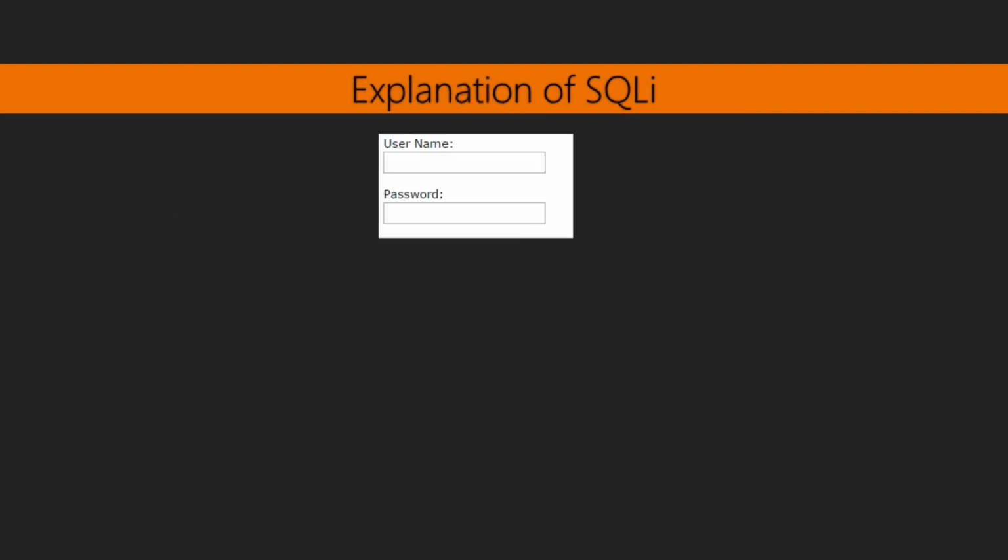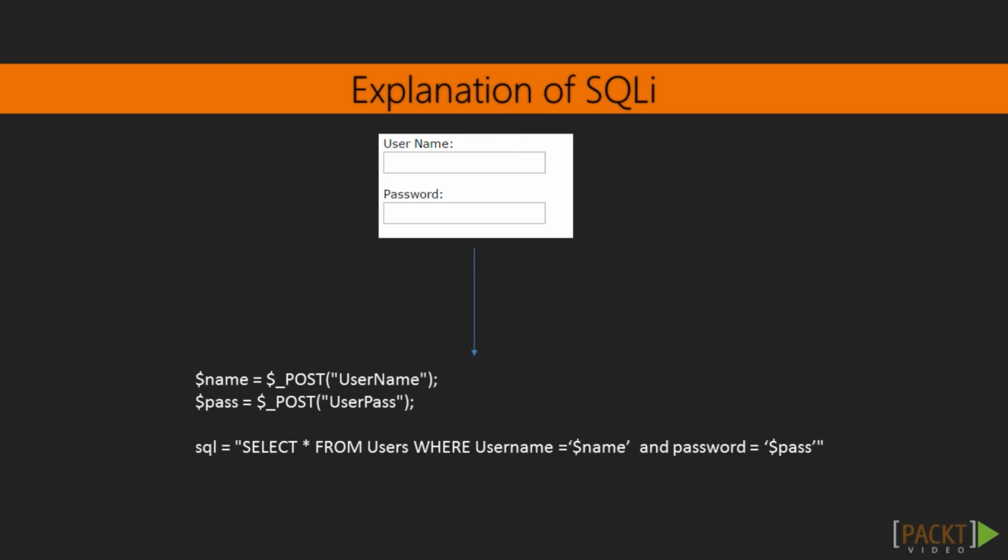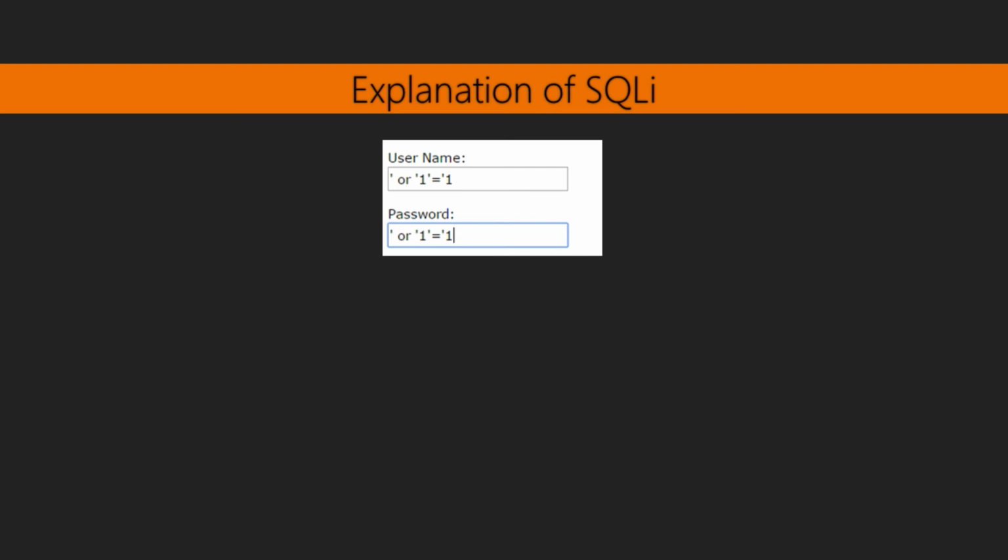Imagine we have a login form on our web application. This login form will be handled by our server-side code that will obtain the username and password from the post content. It will be assigned to the variables name and pass. Then these two variables will be used to dynamically construct the SQL statement. When our users provide valid usernames and passwords, like admin and superroot, the login will be successful.